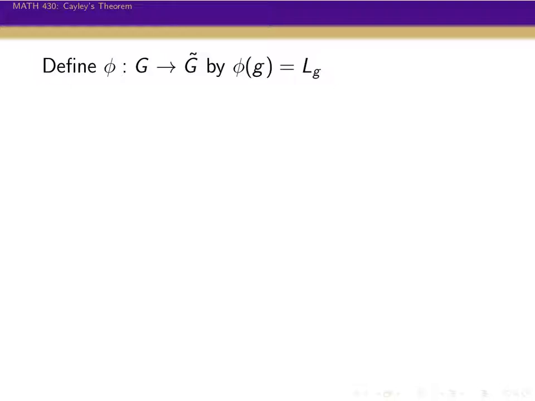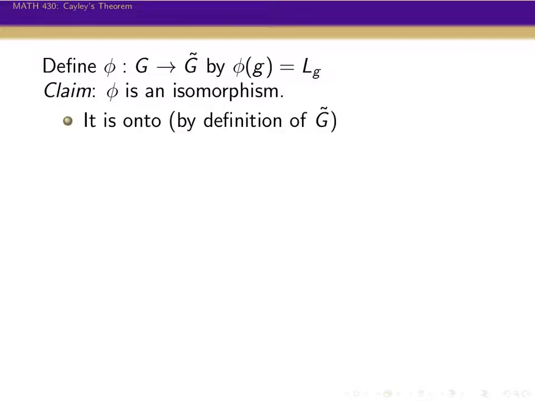And so now we are going to create this map, which is going to be the isomorphism, and so it's going to be a map from the group itself to the group of permutations that sends g to the permutation L sub g. So our claim is that this is an isomorphism. It is onto, by the definition of G tilde, all the elements of G tilde are defined by an element of G, and so it is by definition onto.